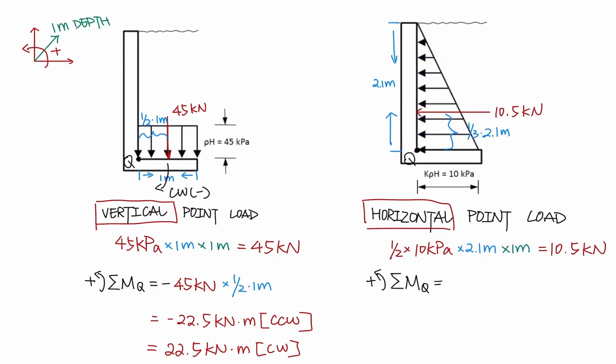And for the moment, the horizontal point load will provide a counterclockwise moment about point Q. Therefore, the moment created by horizontal component will be positive 10.5 kilonewtons times the distance. Since this is a triangle, the distance will be 1/3 of its length, 1/3 times 2.1 meters. We will get 7.35 kilonewton meters counterclockwise.